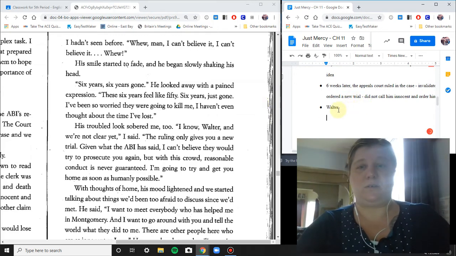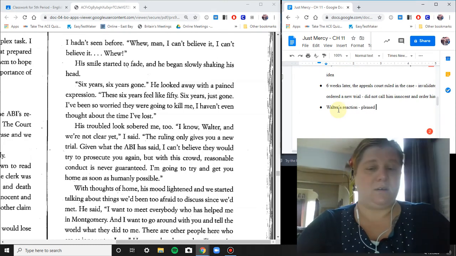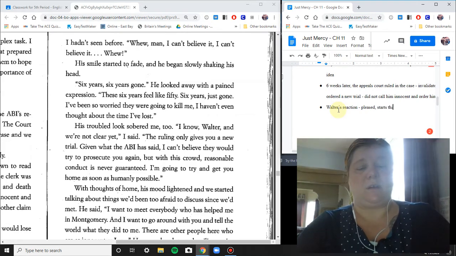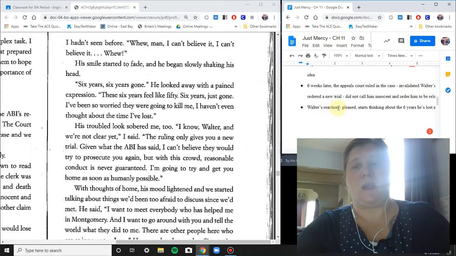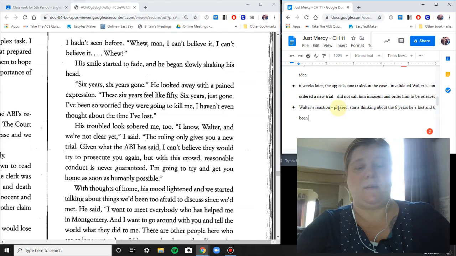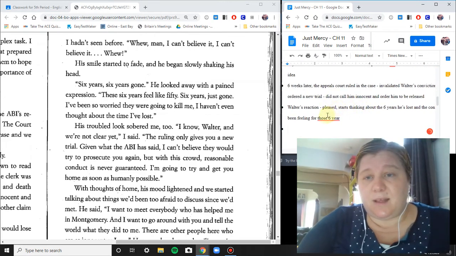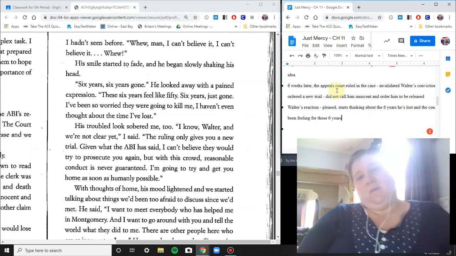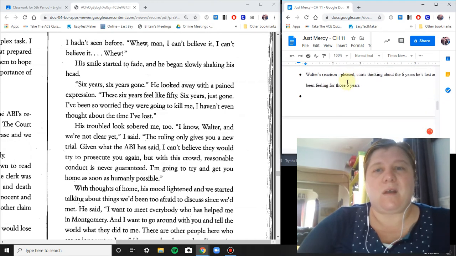So Walter's reaction. Pleased. And then he starts thinking about the 6 years he's lost and the constant fear of death he's been feeling for those 6 years. Yeah, that works. He's pleased, and then he's like, oh God, you know, he's happy, and then he starts thinking about the injustice of it all.